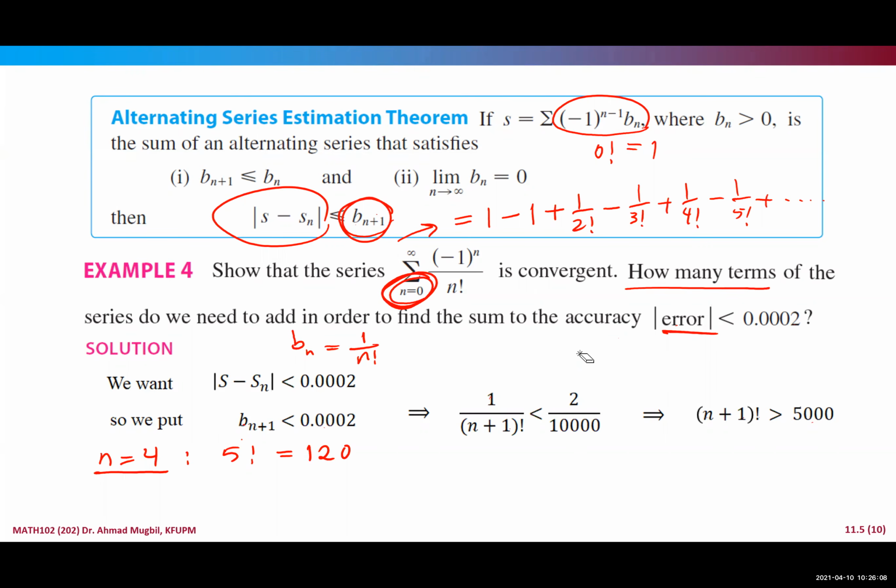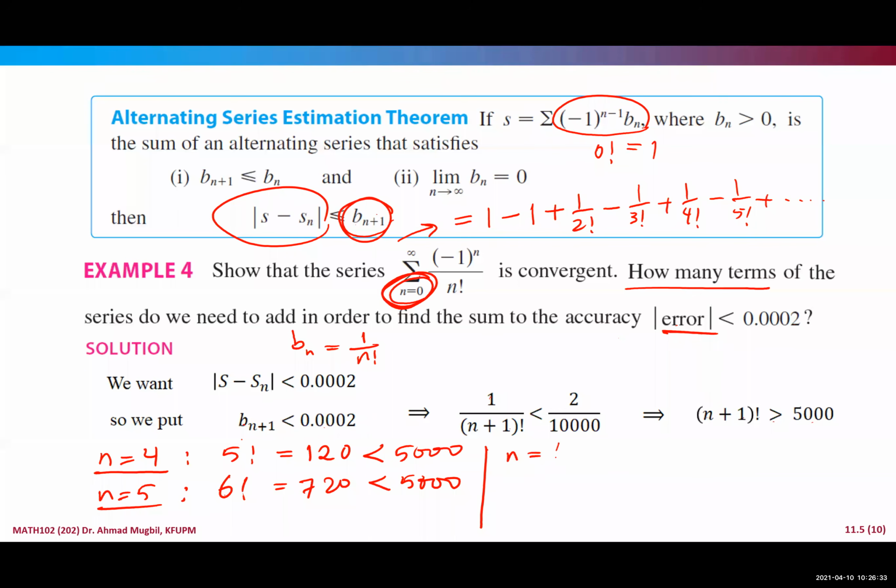So is it greater than 5,000? No, it is less than 5,000. So think about the next one. If n is 5, what will we have? We'll have 6 factorial. What is 6 factorial? It is this times 6, so it will be 720. It is still less than 5,000. Let's go to the next n. What is the next n?